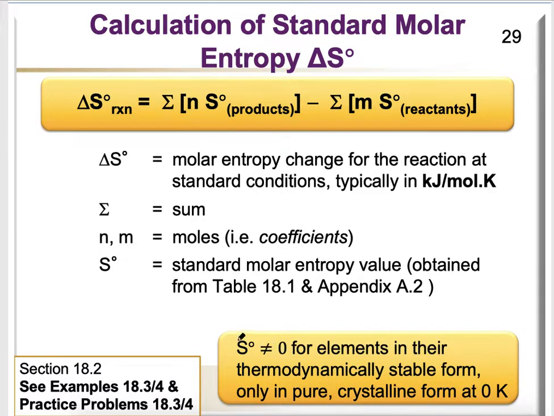Because entropy is talking about disorder, and we said that the only way to achieve zero disorder was if we had a pure crystalline substance at 0 degrees Kelvin, and 0 degrees Kelvin is not standard conditions, right? So basically you will go to the table even if you have an element in its elemental form, and you will find a value for the standard molar entropy for those elements, which is not going to be zero.